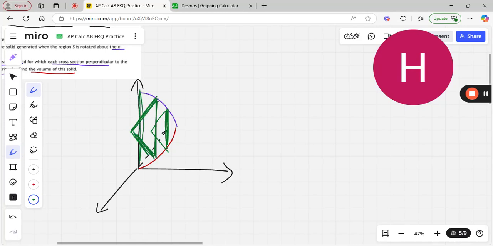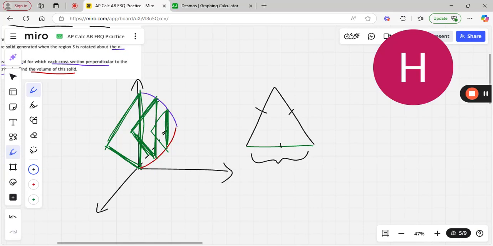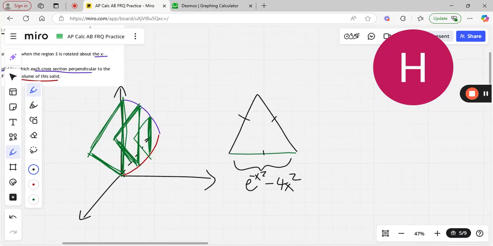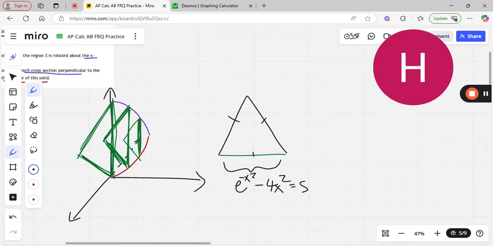The biggest equilateral triangle is going to be at x equals 0, which is just going to go right along that wall there. Okay, so what we want to do is represent the area of these equilateral triangles, and then add them all up. So this is equal to top function minus bottom function, e to the negative x squared minus 4x squared. But we're just going to call it S for now.